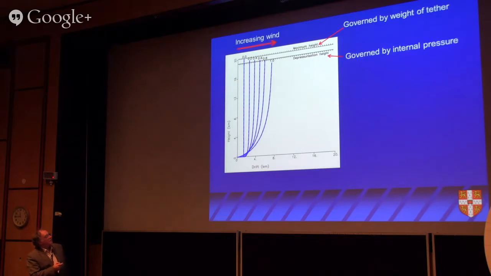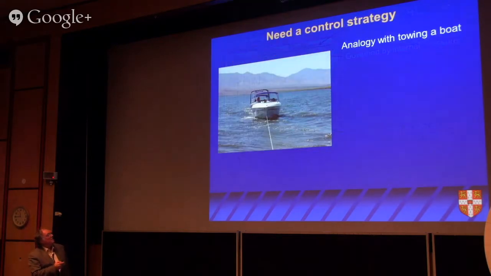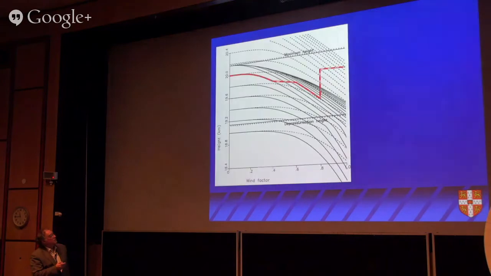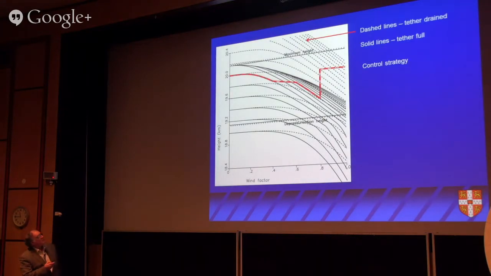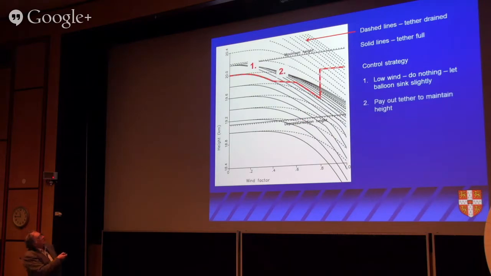I'm going to sketch over these. I'm looking at a strategy for how we might control the height of the balloon. We're trying to keep the balloon between its maximum height and the height at which it depressurizes. We can do various things. We can pay out the tether. We can leave it alone. We can pay the tether out. In the limit, if things get really bad, we can empty the tether.